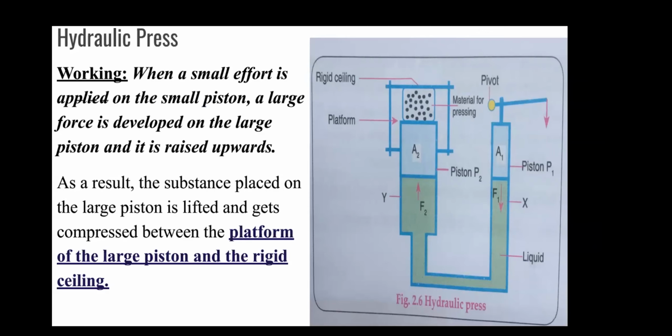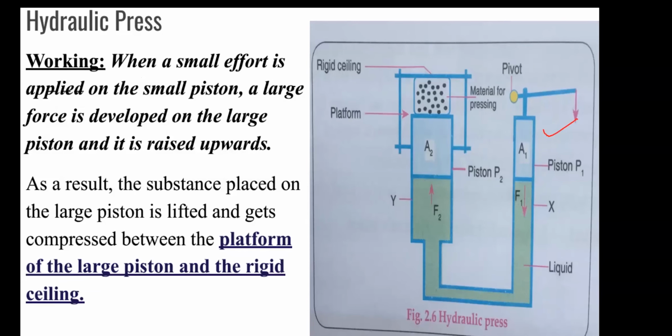Let's go to the working mechanism of this device, the hydraulic press. It is the same working that we described for the hydraulic jack. A small force is applied, that means less effort is applied on the small cylinder, and when that small applied force gets transmitted to the big piston, it gets multiplied, it gets magnified. Means applying small effort on the small cylinder produces large force on the large piston.